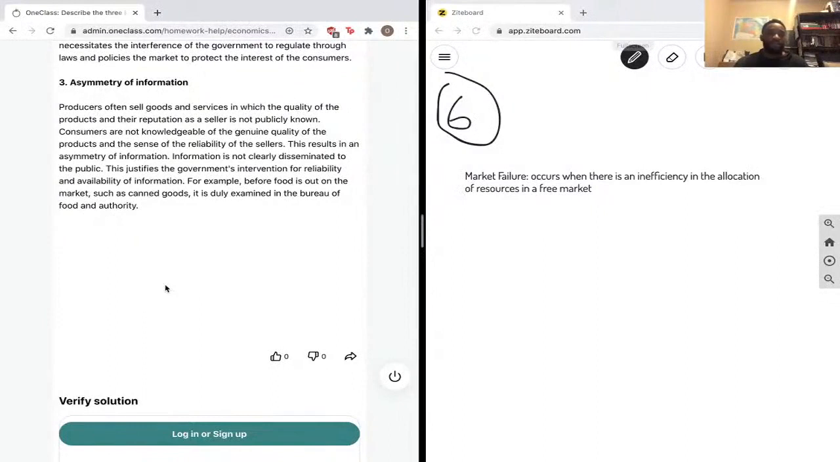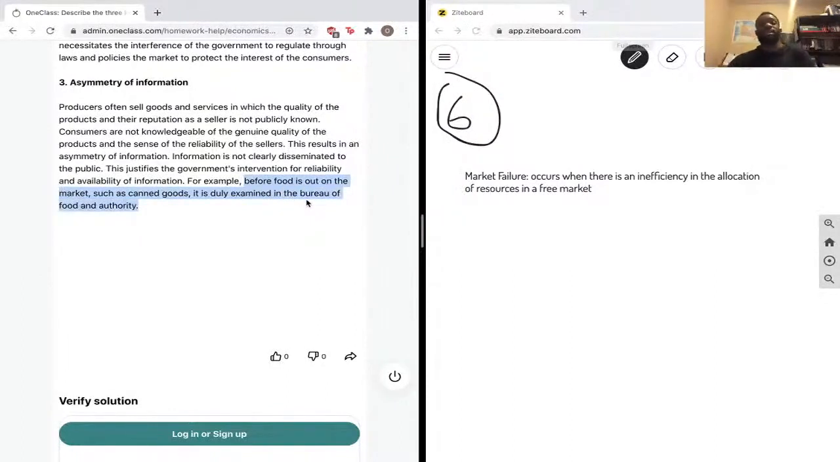For example, before food is out on the market, such as canned goods, it is duly examined by the Bureau of Food and Authority. And again, this is another perfect example of when and why a government will intervene. And it's when the buyers, the consumers, don't have enough information about the good and they don't know too much about the good.